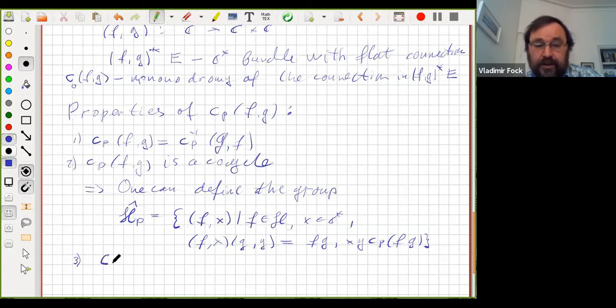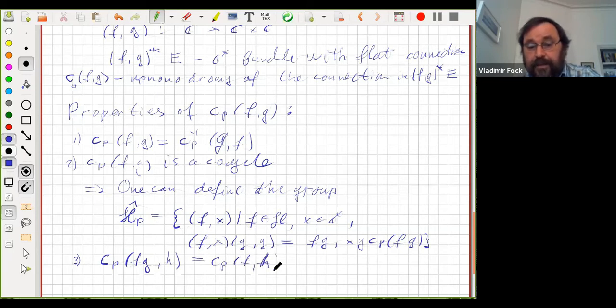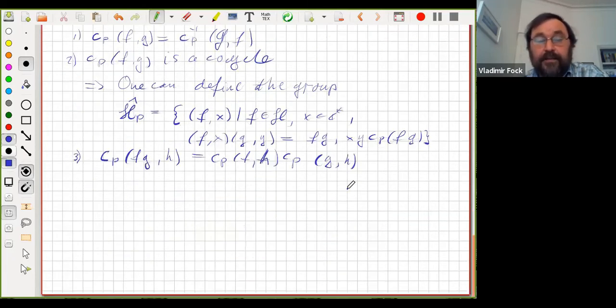This is bimultiplicative. So C0 of fg, h is equal to C0 of fh times C0 of gh. This is, well, more or less easy to verify using this formula. Of course, this property implies that it's multiplicative with respect to the second argument as well.